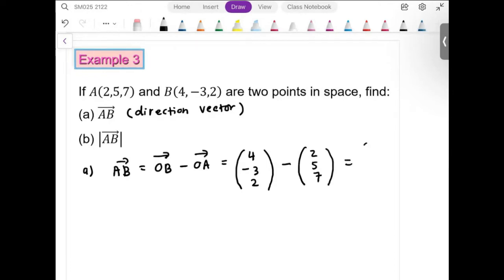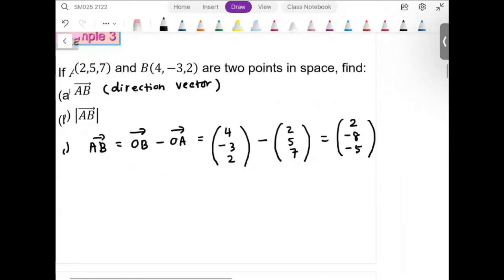Okay, kenapa saya prefer bentuk ni? Sebab awak tak akan confuse siapa nak tolak siapa. Dia mesti I dengan I, J dengan J, K dengan K. So kalau kita tulis in this form, the column vector form, straight away awak nampak kat situ. Takkan terconfuse number lah kan. So in this case, our answer will be 2, -8, -5.